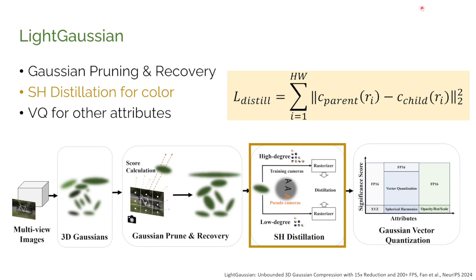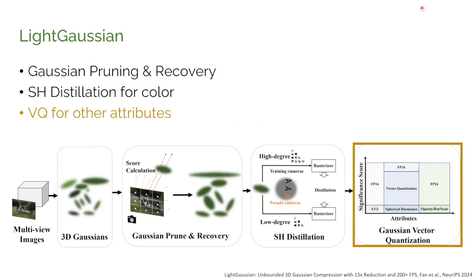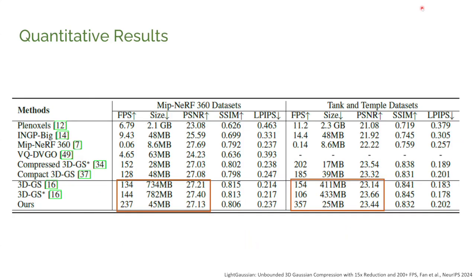Similarly, they also consider compressing the high-degree spherical harmonic coefficients, and they use distillation techniques to reduce the spatial complexity. And finally, they also use vector quantization. So here's their performance. I'm just going to move on.